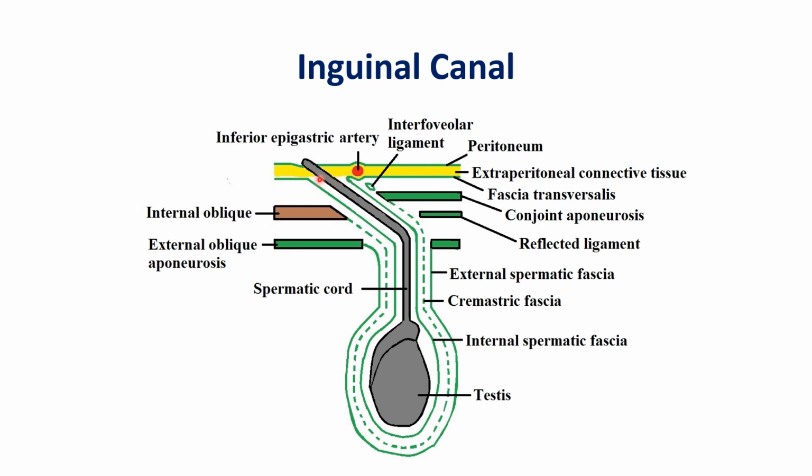So from the deep inguinal ring to the superficial inguinal ring, this oblique passage, which is about 4 centimeters long, is called the inguinal canal.